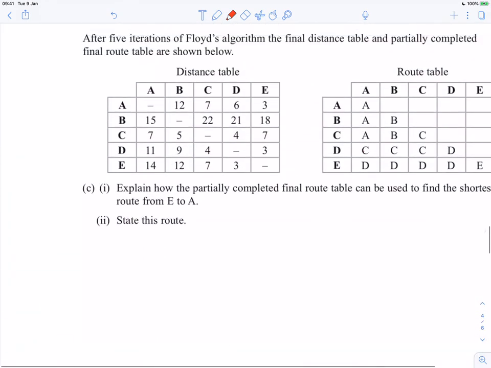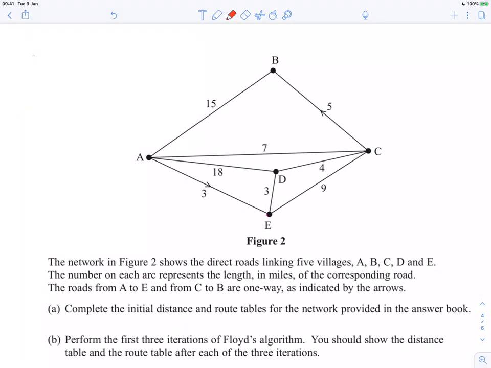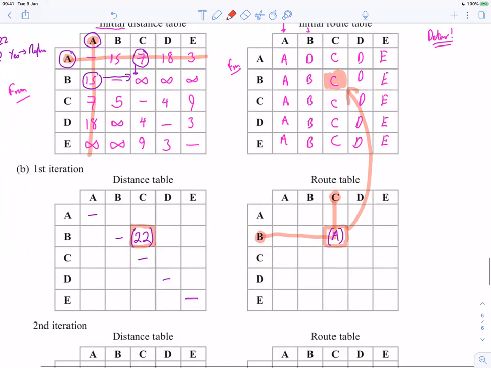So let's have a look over here. If I start at B, to get to C, I go B, detour A, then C. And that makes sense. I can't go directly from B to C. So already your algorithm's starting to pick up what you can and can't do.